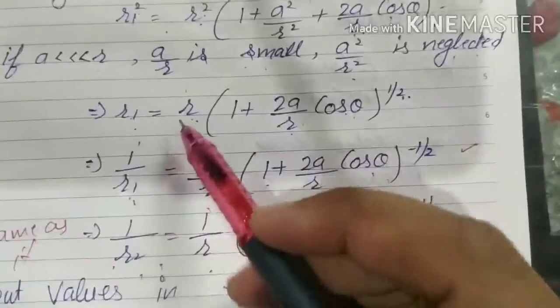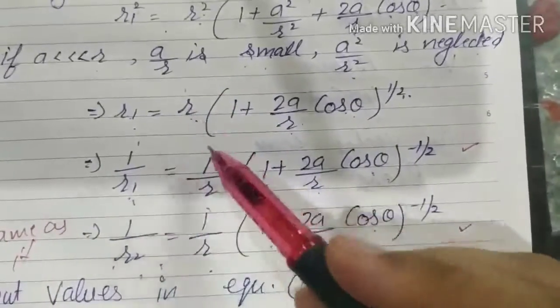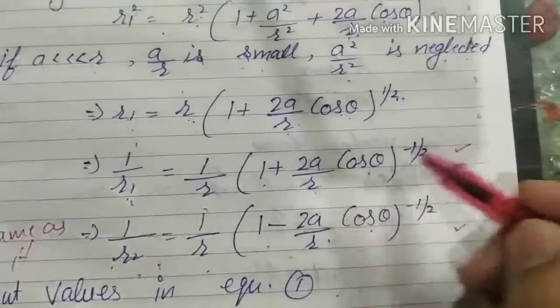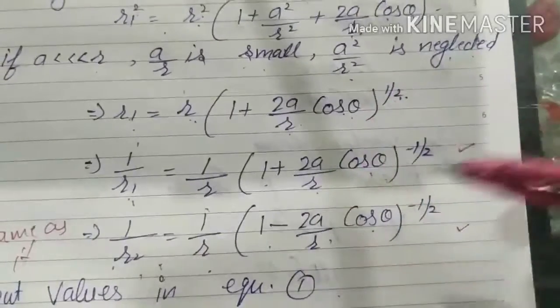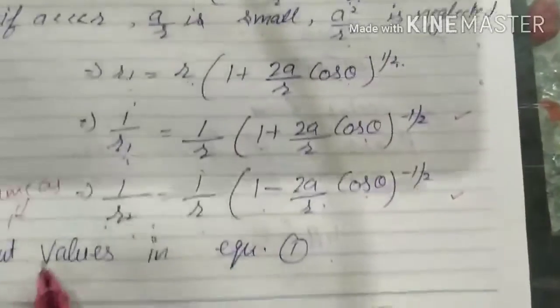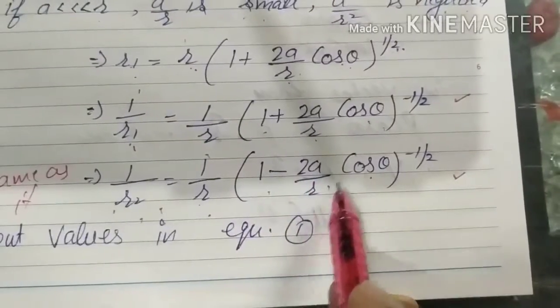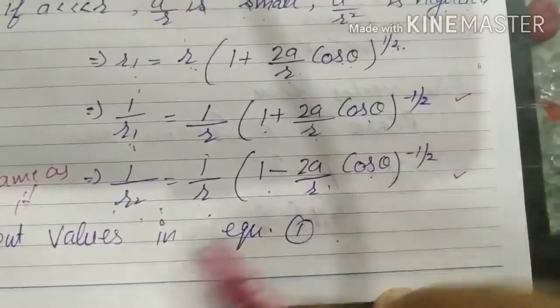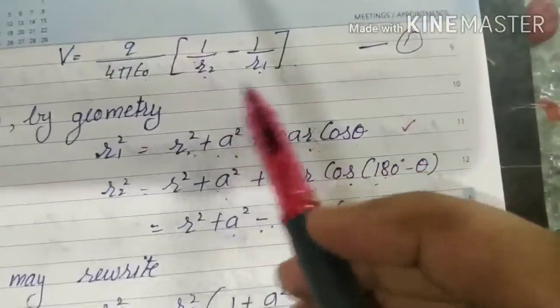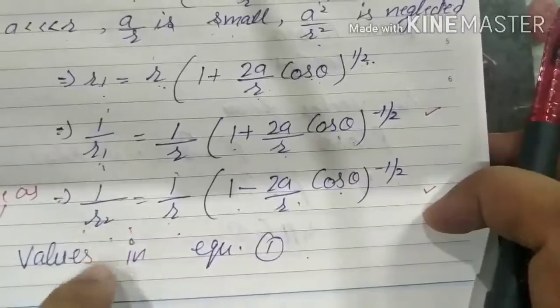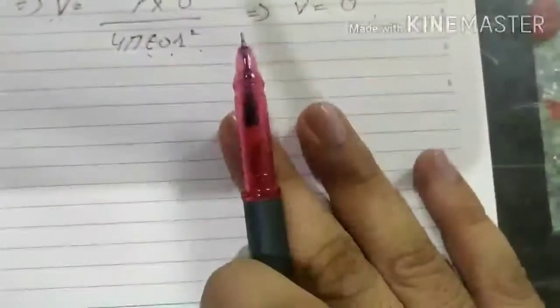Taking the reciprocal, 1 by R1 is equal to 1 by R, and the power of this expression changes to negative, because in a reciprocal the power changes sign. Same way, 1 by R2 is equal to 1 by R into 1 minus 2A by R cos theta to the power minus 1 by 2. Now we put these values in the equation for 1 by R2 minus 1 by R1. We have to calculate both, 1 by R1 and 1 by R2, and put these values in that equation.